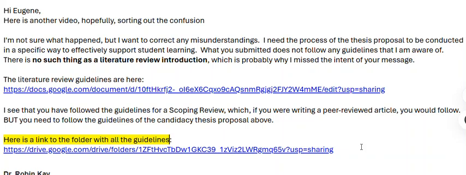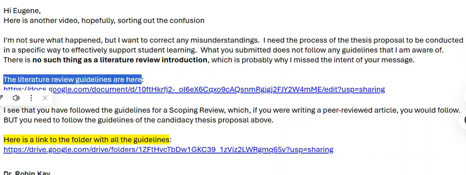Which is why I had thought we were getting an introduction to the actual thesis that you're doing. Now, yes, there is an introduction to a scoping review if you're writing a peer review article, but there is no introduction to a literature review when you're writing a thesis. Those are different things. And I've given you the guidelines for a literature review here.